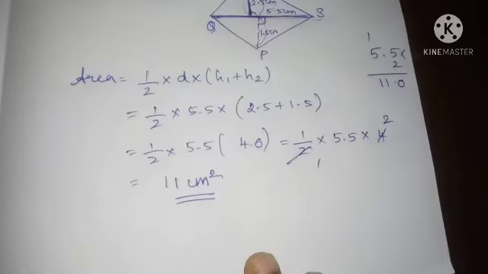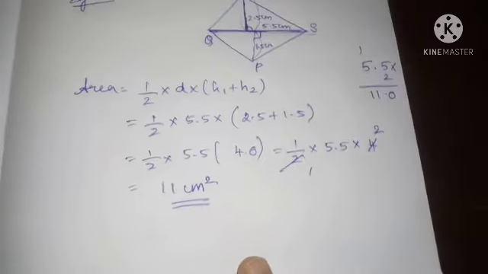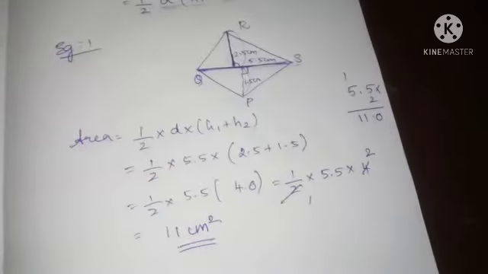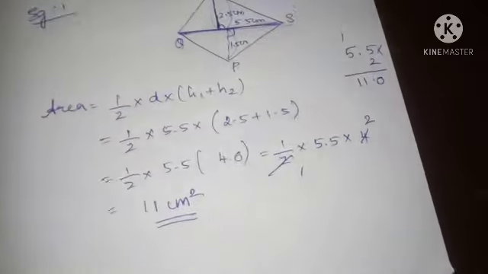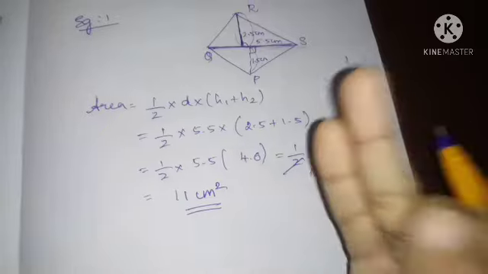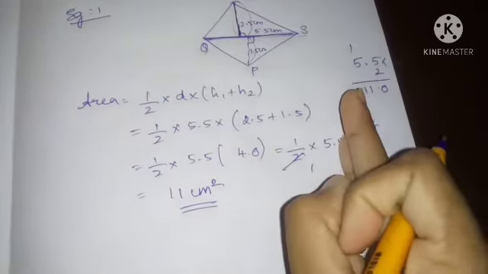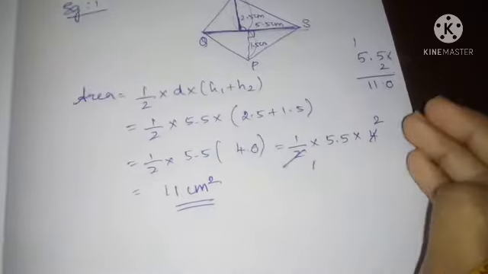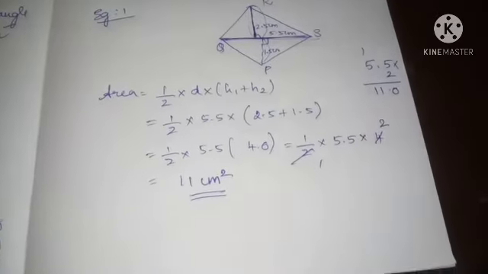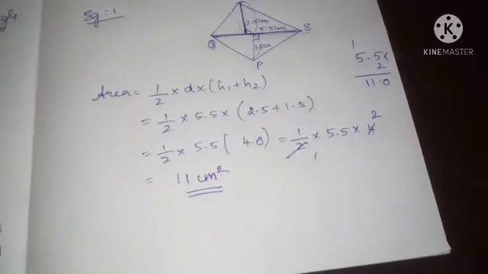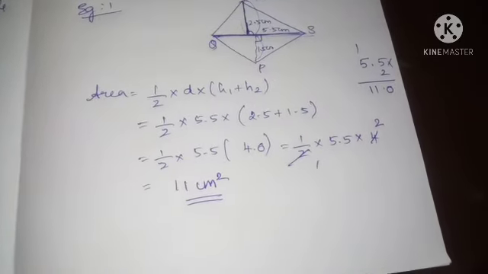Why is it centimeter square? Because it's an area. Yes. So you got the answer. Whenever they ask you about a quadrilateral, check whether they have given you the diagonal value, one height and another height. If all these three particulars are given, we can easily find the area using the formula 1 by 2 into d into h1 plus h2. Understood?